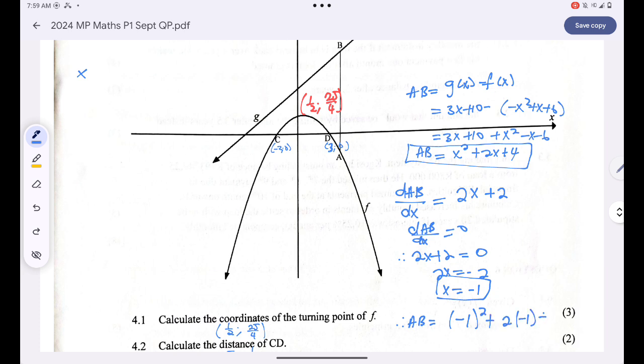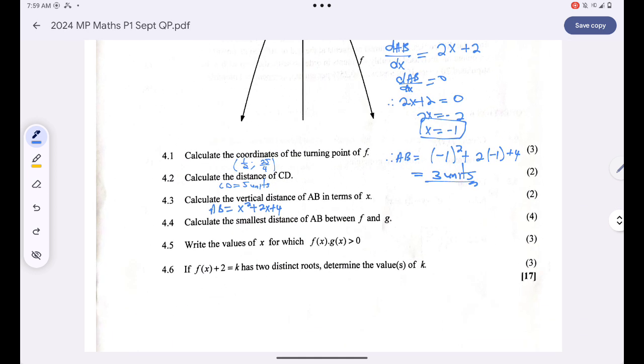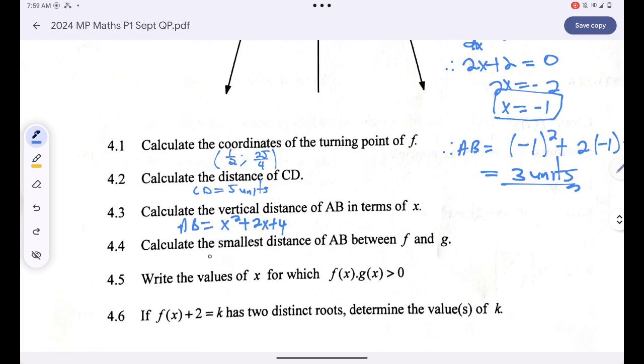So AB will give me this minimum distance when x is equal to negative 1. So over there, I'll simply have 3 units. So the vertical distance, guys, is just 3 units, né? The vertical distance is 3 units.